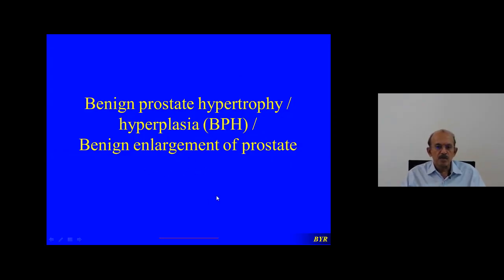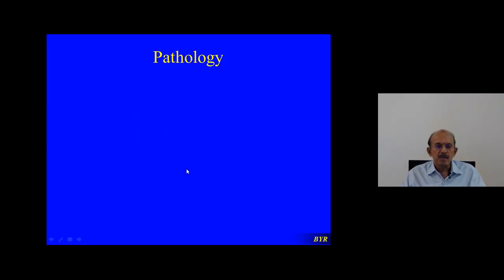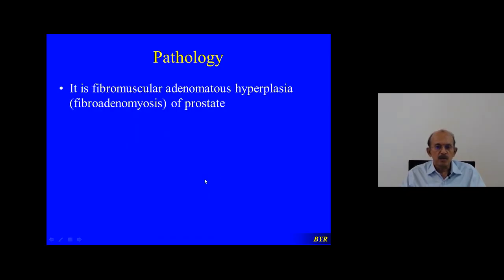So this is benign prostatic hypertrophy pathology. It is a fibromuscular adenomatous hyperplasia of the prostate gland. So there is hyperplasia of the fibrous element, the muscular element, that is the smooth muscle element, and the glandular structure. All the three are hyperplasia. It is not a neoplasm, it is a hyperplasia.